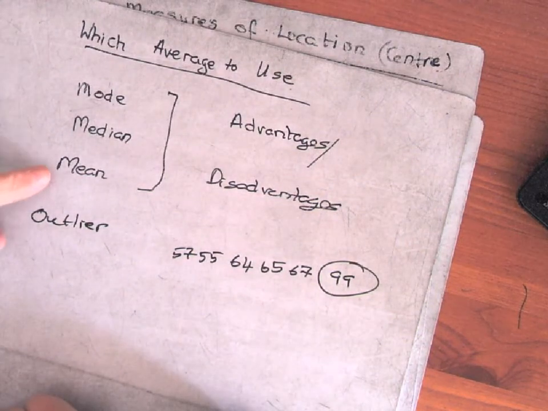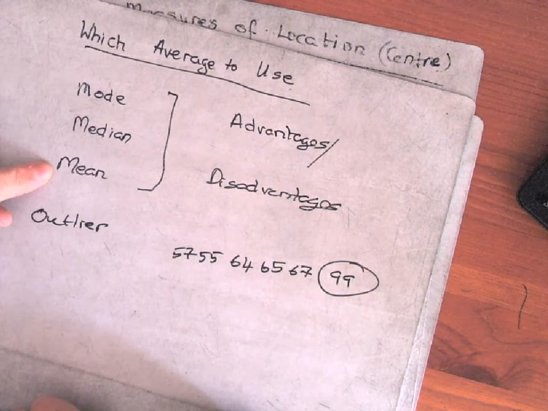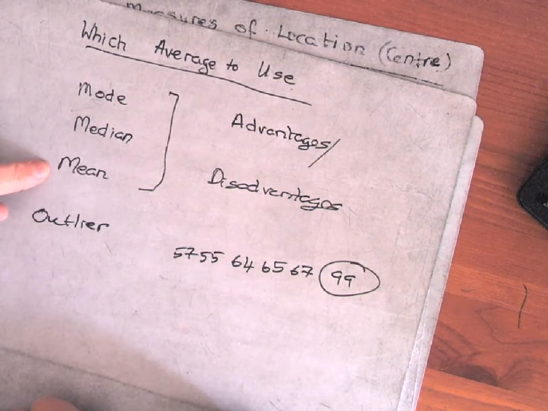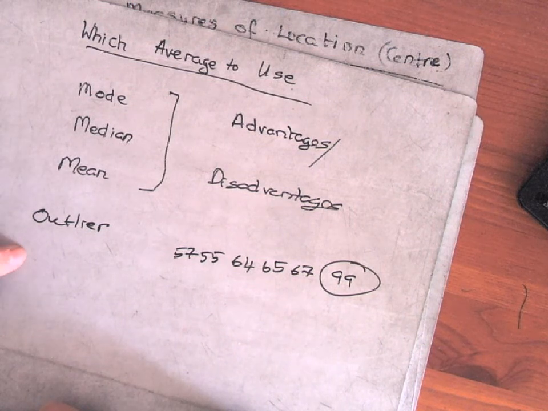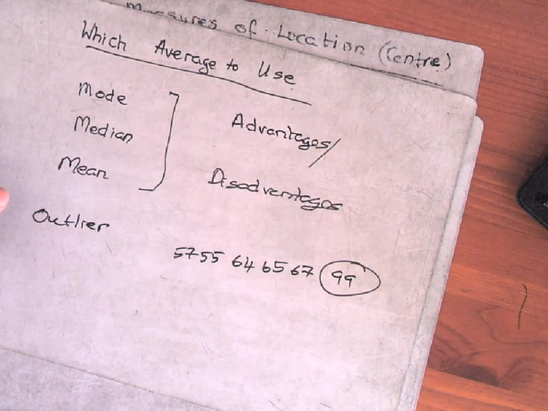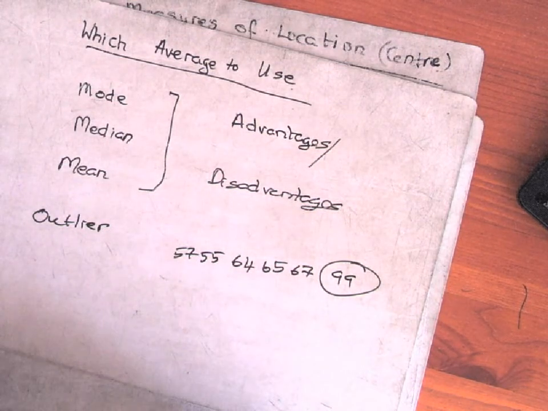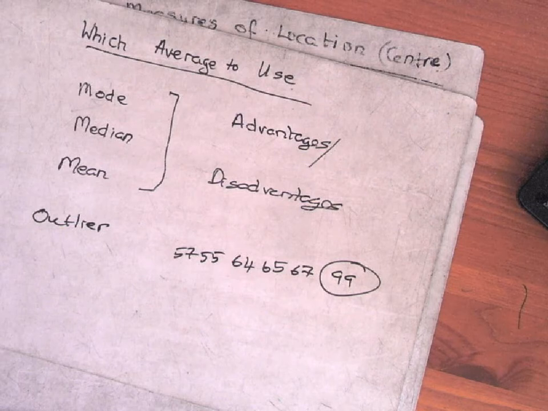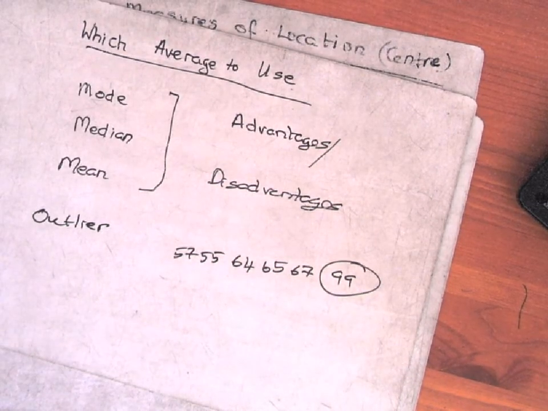The mean. The advantages are it's very useful for further analysis, and it's easy to calculate. The disadvantage is it's affected by outliers, so the outliers would have an effect on the mean. That would be a disadvantage. That's the end of section 10.4. Go do some exercises now.